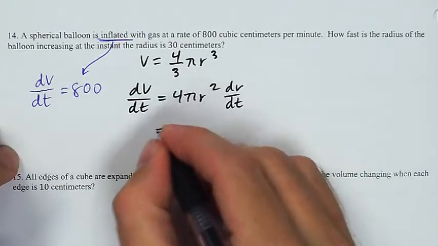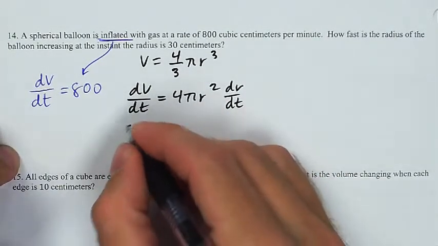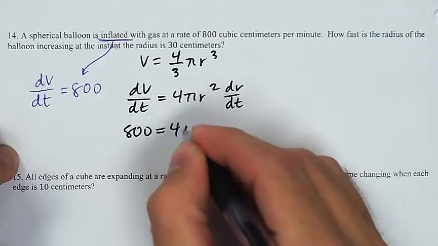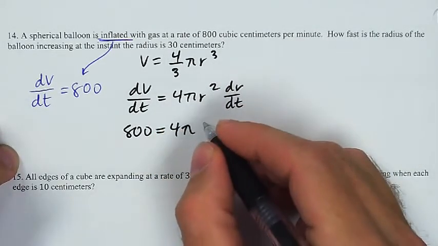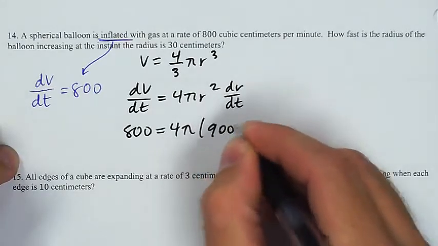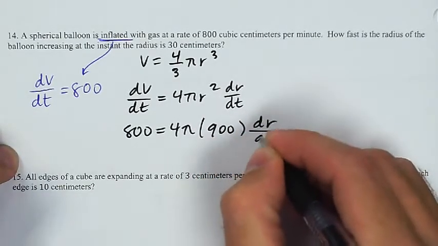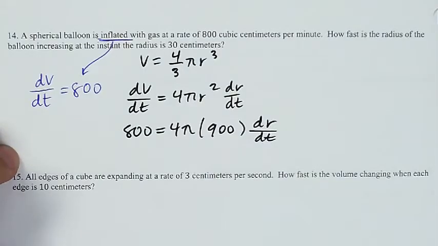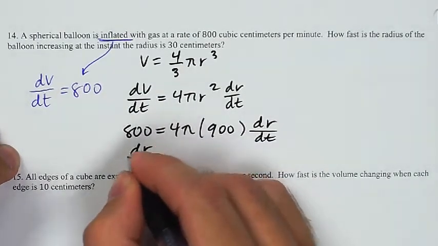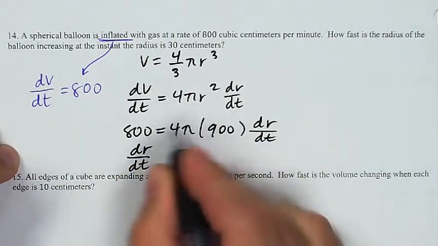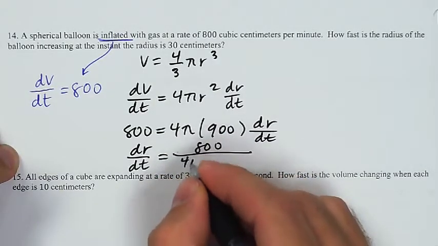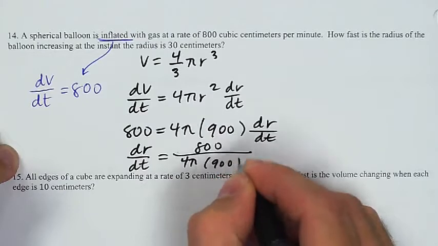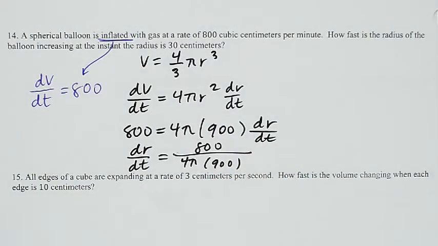And so I'm going to say that dV/dt in this situation is positive 800. And so that's going to be 800 equaling 4 times pi times r squared, which is 30 squared, 900, times dr/dt. So if I needed to solve for dr/dt, I'm just going to divide by all this stuff. So that's 800 divided by 4 pi and 900 in the denominator.